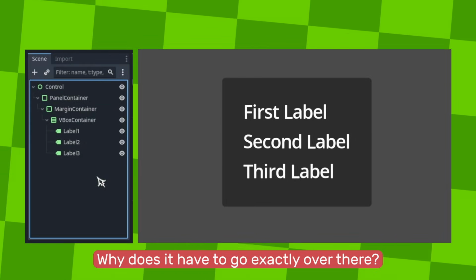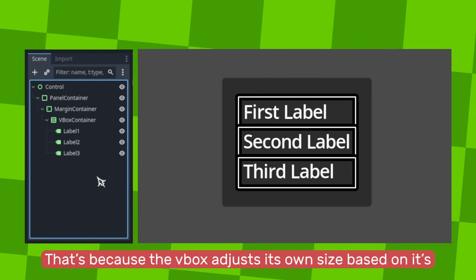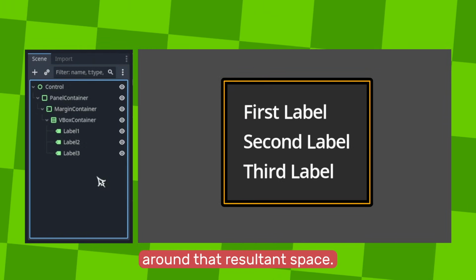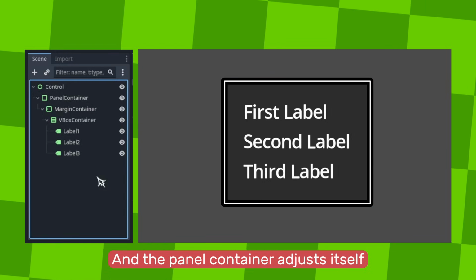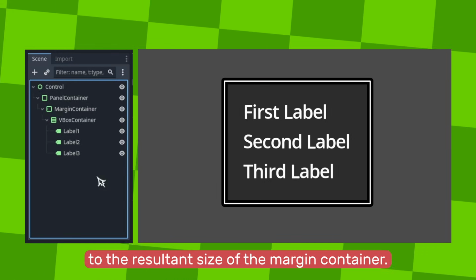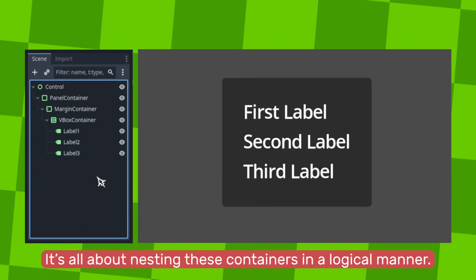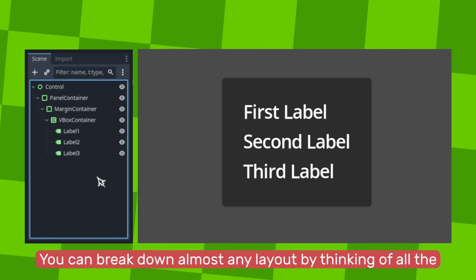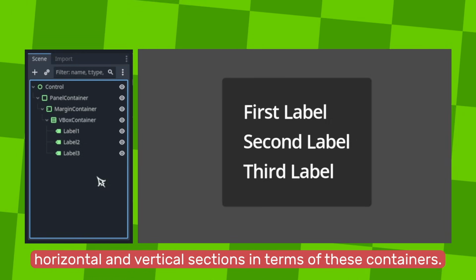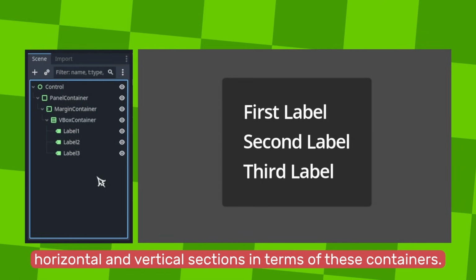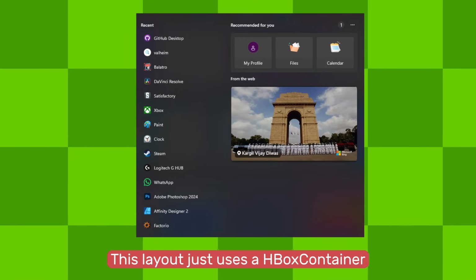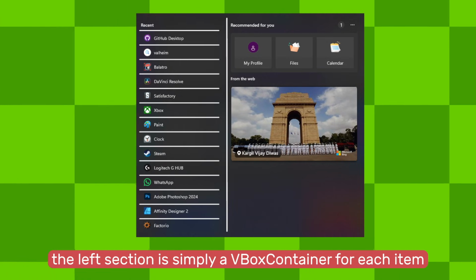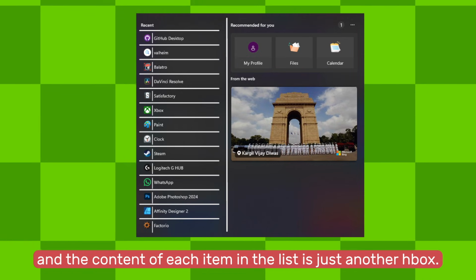Why does it have to go exactly over there? That's because the Vbox adjusts its own size based on its children, and we want the margin container to add margins around that resultant space. And the panel container adjusts itself to the resultant size of the margin container. It's all about nesting these containers in a logical manner, most commonly Vbox and Hbox containers. You can break down almost any layout by thinking of all the horizontal and vertical sections in terms of these containers. This layout just uses a Hbox container to split it into 2 main sections. The left section is simply a Vbox container for each item, and the content of each item in the list is just another Hbox.